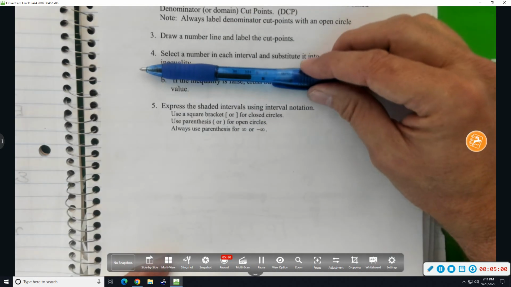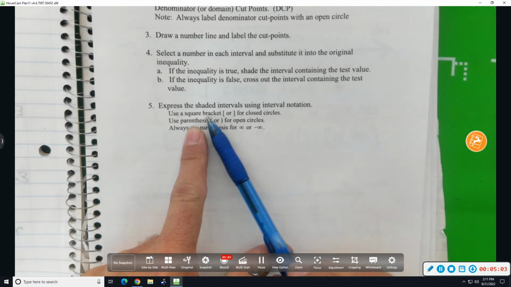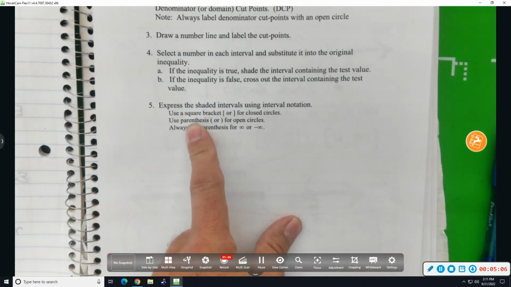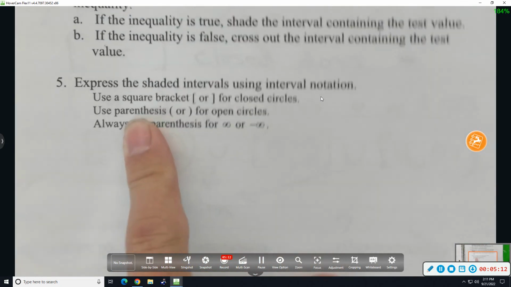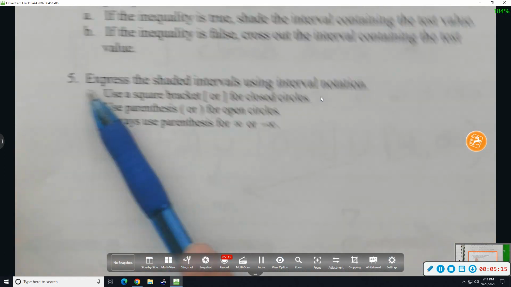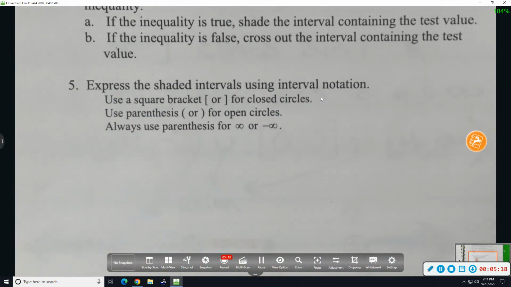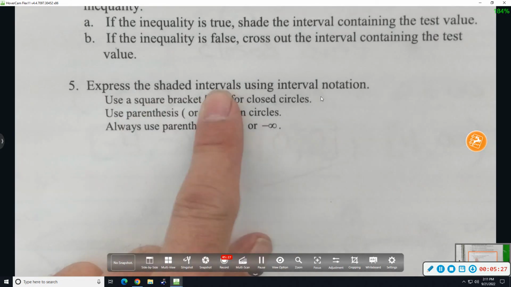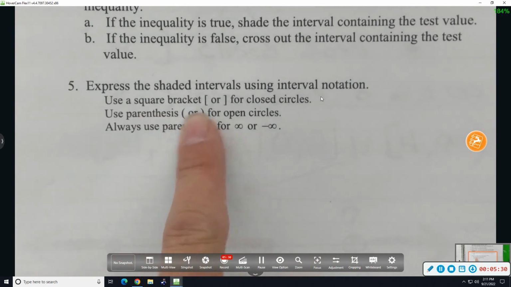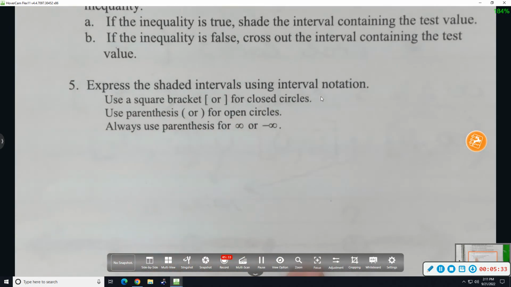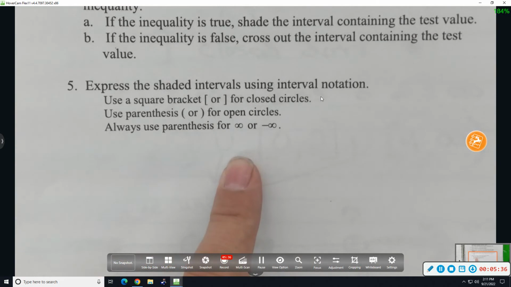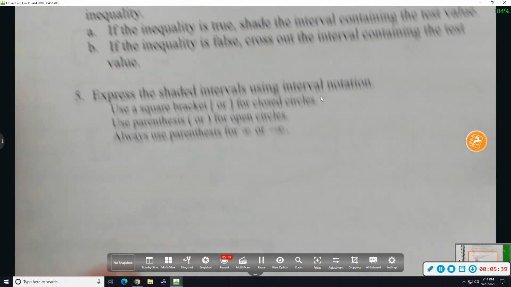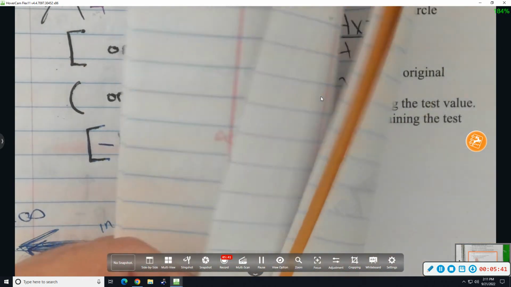That's the new stuff. Step 5, you have the, let's see if I can make that a little bigger. There. Step 5, you have the number line drawn. And what I'm saying there is exactly what we were doing the last time, writing the stuff in interval notation. Express the shaded intervals using interval notation. Use a square bracket for closed circles. Use parentheses for open. Always use parentheses for infinity symbols. So, with that in mind, let me see.